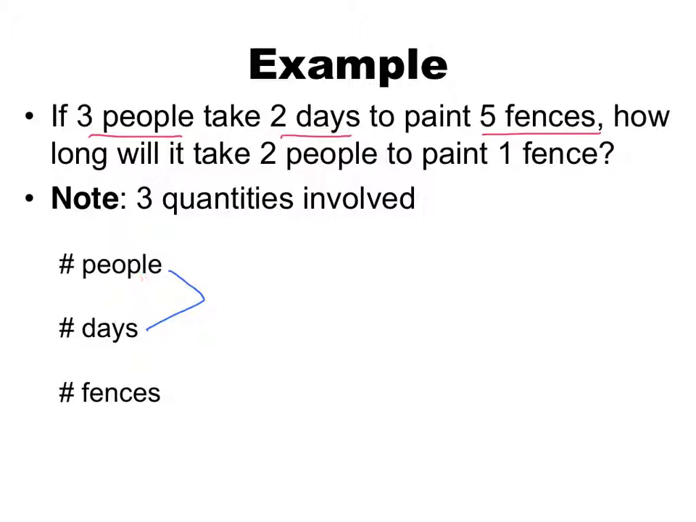Well, if I have more people working, it should take them less time, so that means that these quantities are inversely proportional. Now let's think about our second pair of quantities there, days and fences.